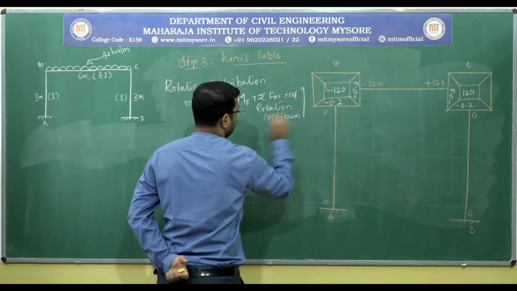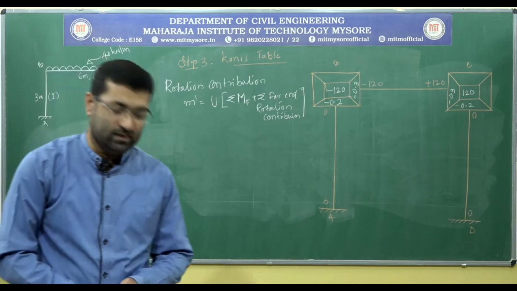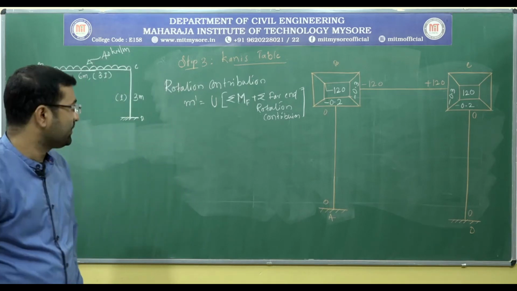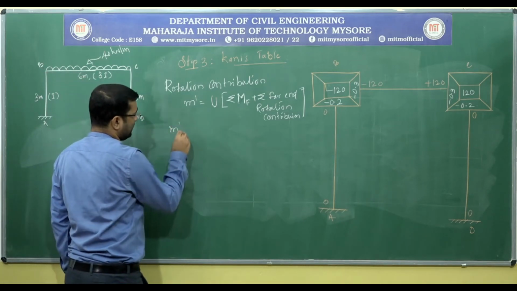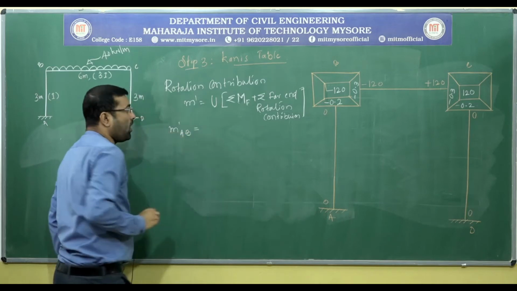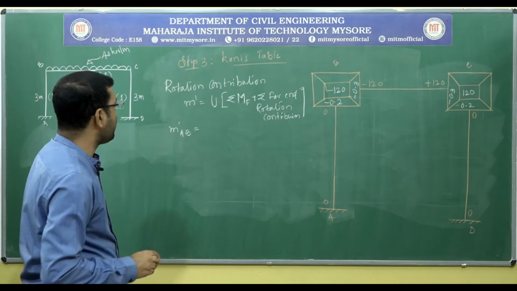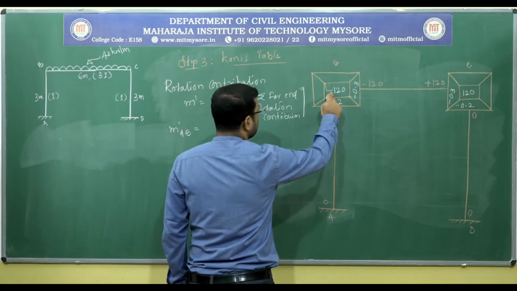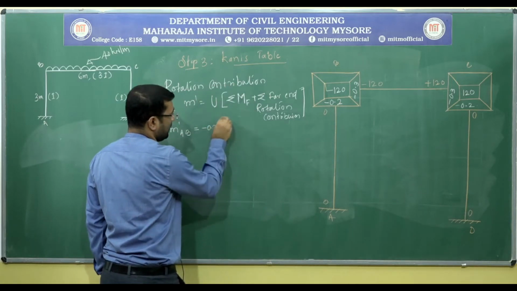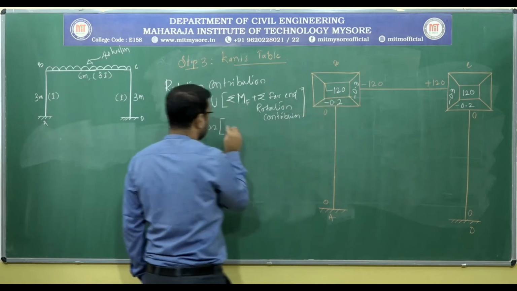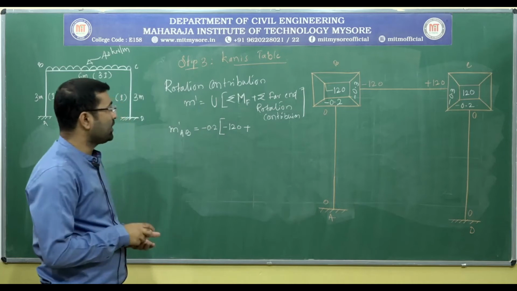So this is the formula, right? Based on this, we need to estimate the rotation contributions. Okay, starting with m dash AB. M dash AB is equal to, you can see here, the rotation factor, which is minus 0.2, into the algebraic sum of fixed end moments, which is minus 120, plus the far end rotation contributions.